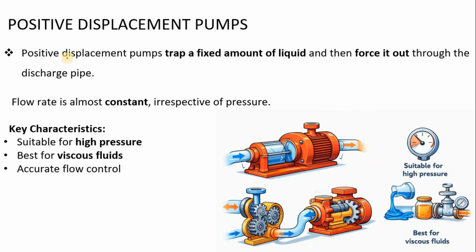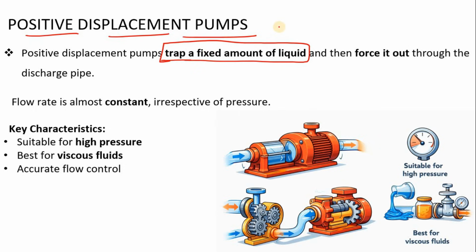First one is the positive displacement pump. A positive displacement pump traps a fixed amount of liquid. It is very important: when I say it traps a fixed amount of liquid, it means that your flow rate, that is Q, is constant. Then it forces the liquid out through the discharge pipe.